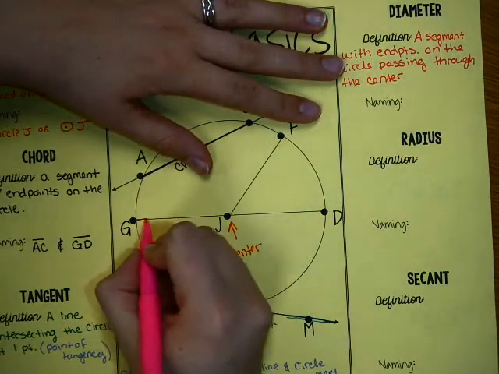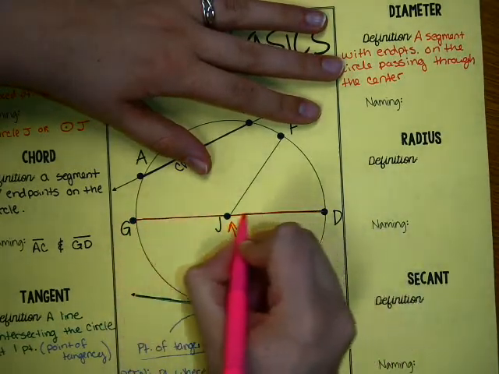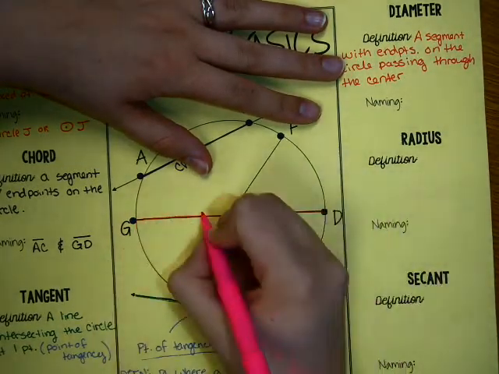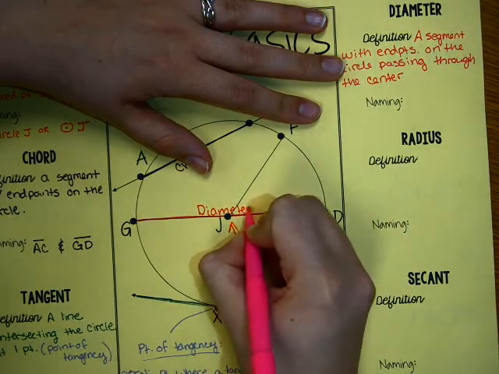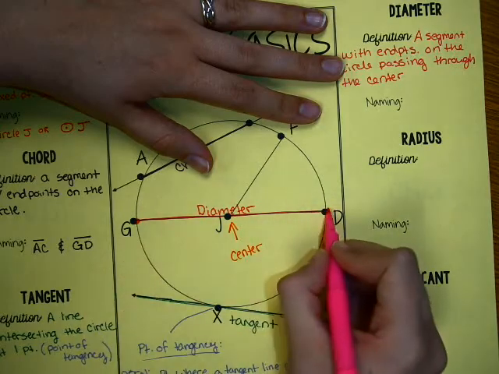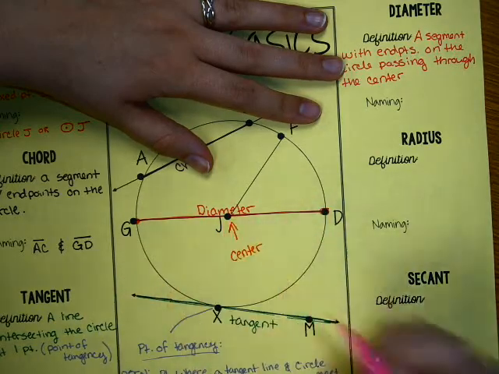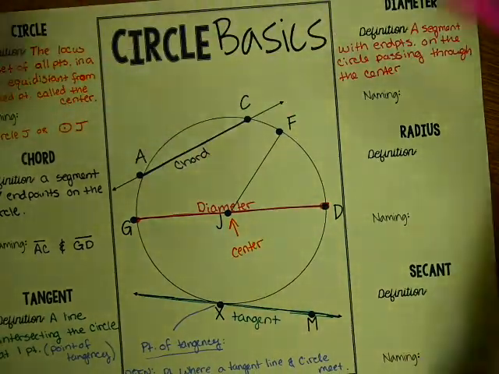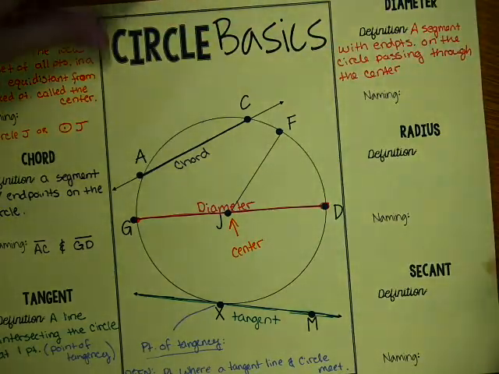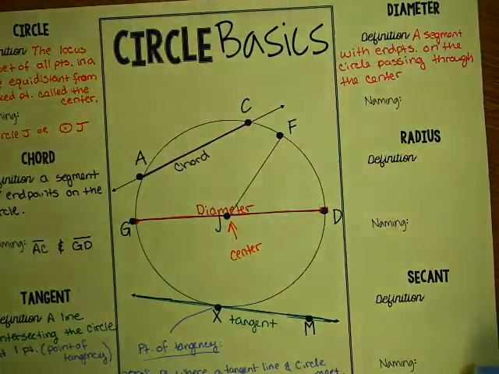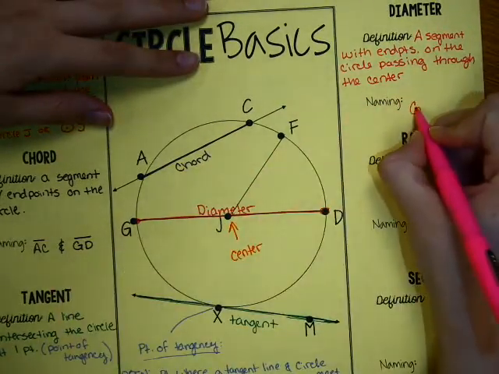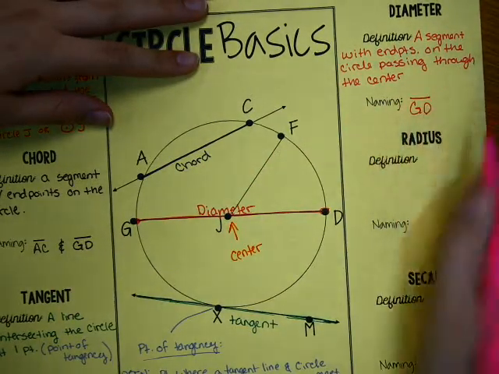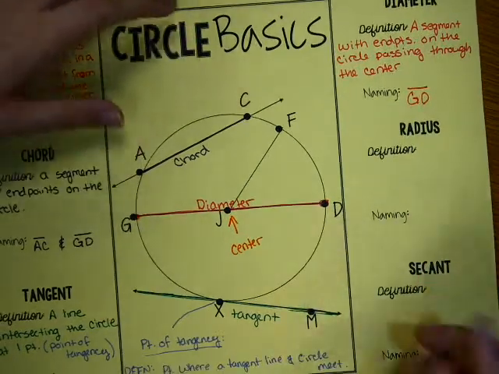So our diameter in this picture will be this one. So this is our diameter. Because my endpoints are on the circle and it passes through the center. We would name it the same way we did with a chord, so GD. So GD is also diameter and a chord.